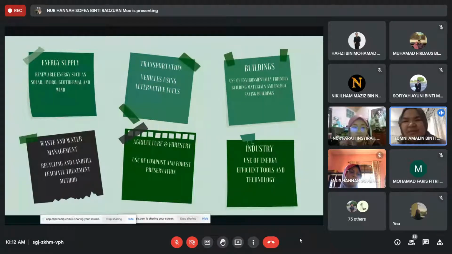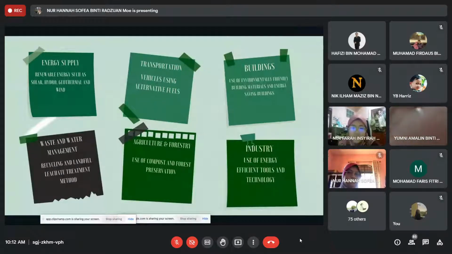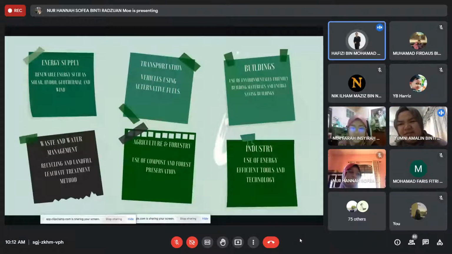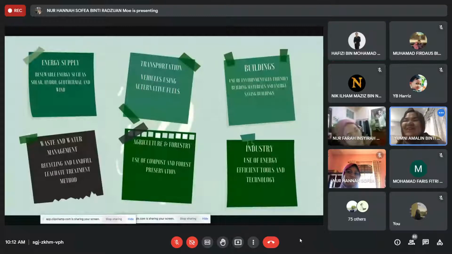For the wind, I think we have all already seen in our textbook the windbreaker, what was it called? And hydro is water, mostly used in dams. Dam. Yes. The wind one is called windmill. Windmill, sorry.